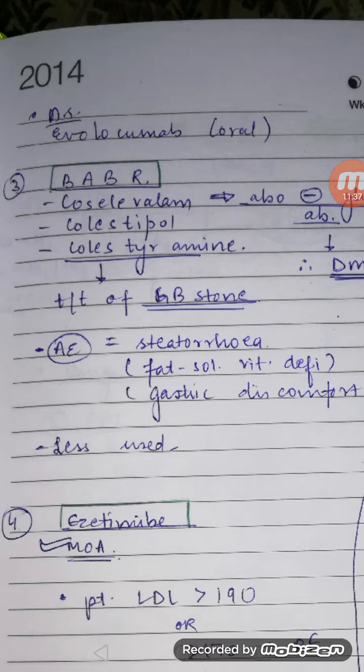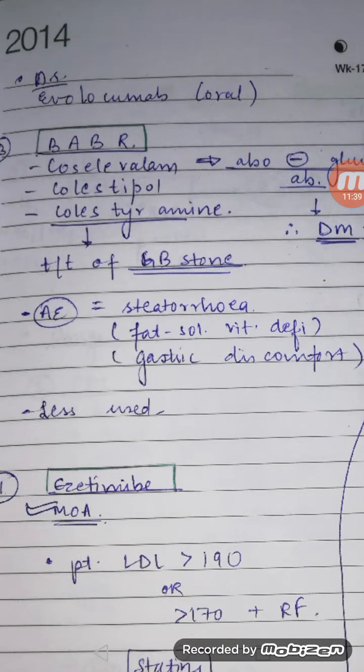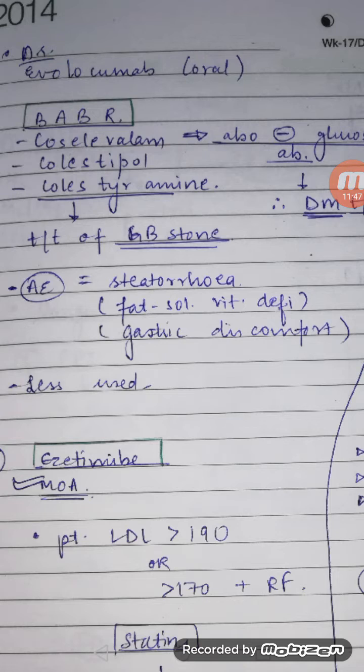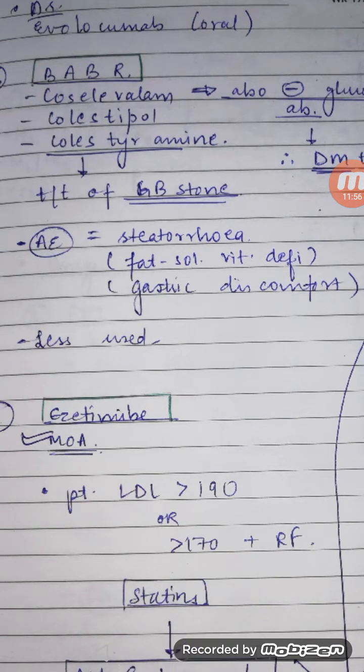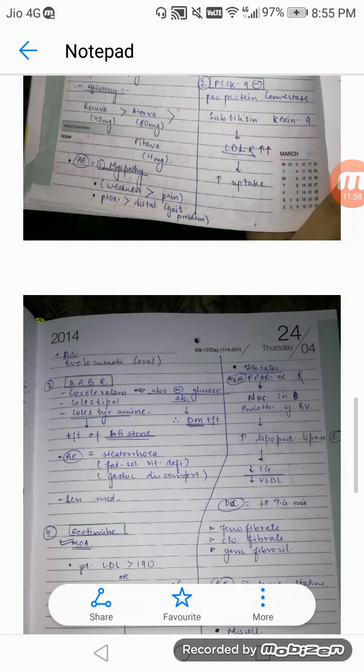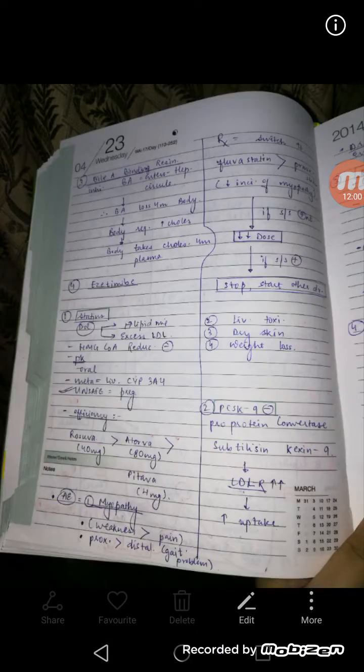Okay, the adverse effect is that since these drugs allow more and more bile acids into the gut, and then into the feces, there may be a condition of steatorrhea, and there will be a deficiency of the fat soluble vitamins. There may also be gastric discomfort, so these drugs are not used much as a hypolipidemic agent.